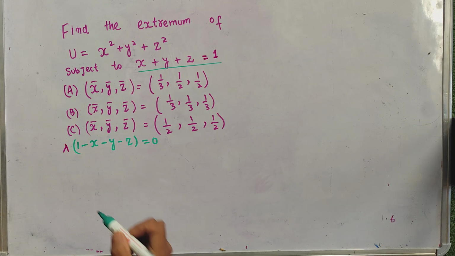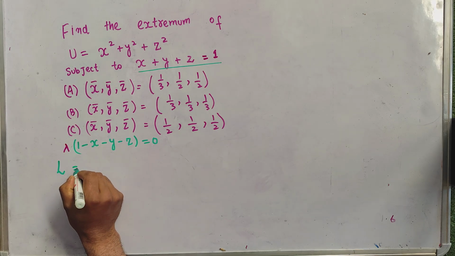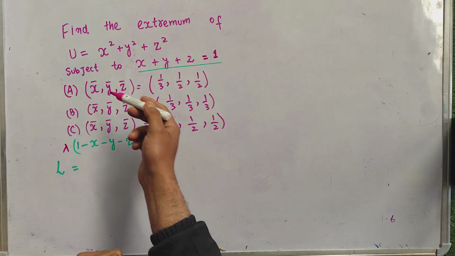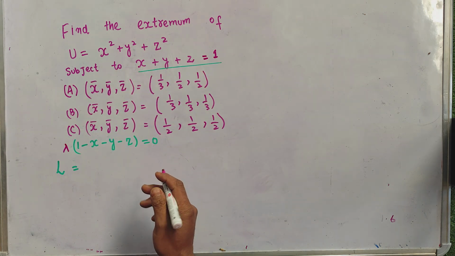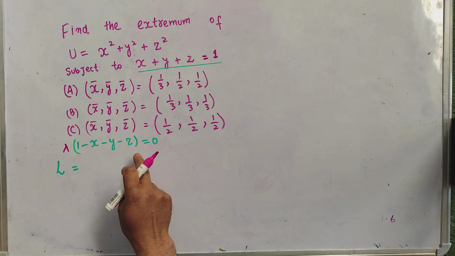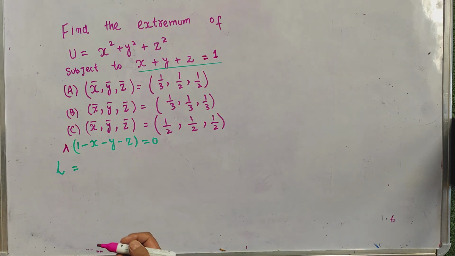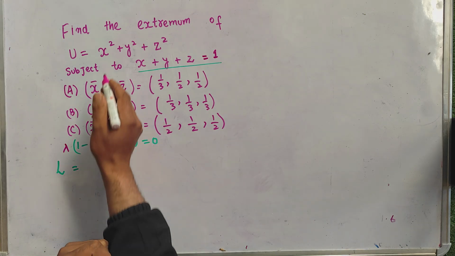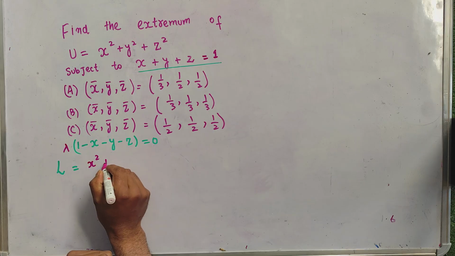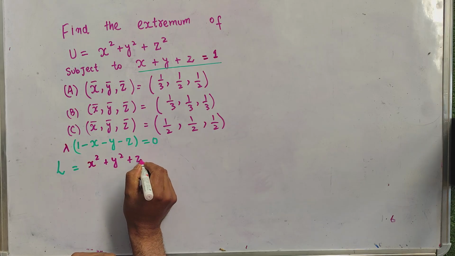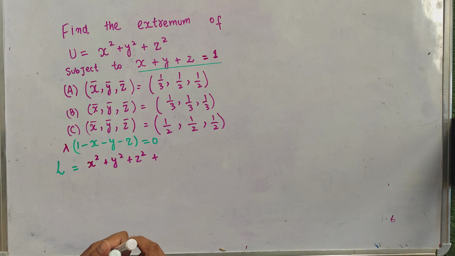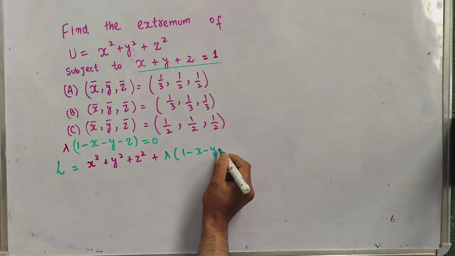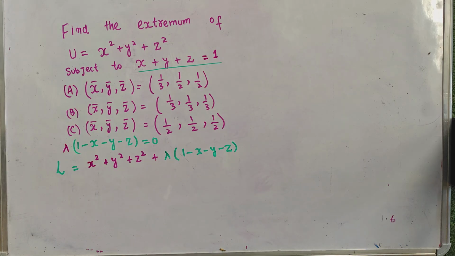Then we can form the Lagrangian function, that is L is equal to the objective function. This utility function is called the objective function, and to this we add the resulting constraint here. We don't have the budget constraint here, so we have the general constraint. So we have x square plus y square plus z square. To this we add this constraint that we formed, that is lambda times 1 minus x minus y minus z. This is our Lagrangian function.